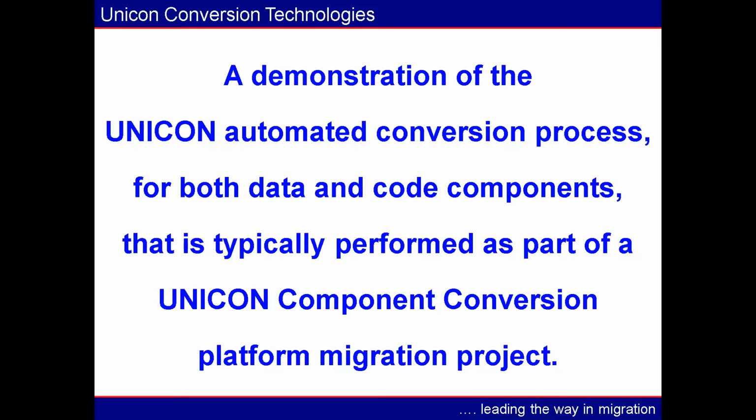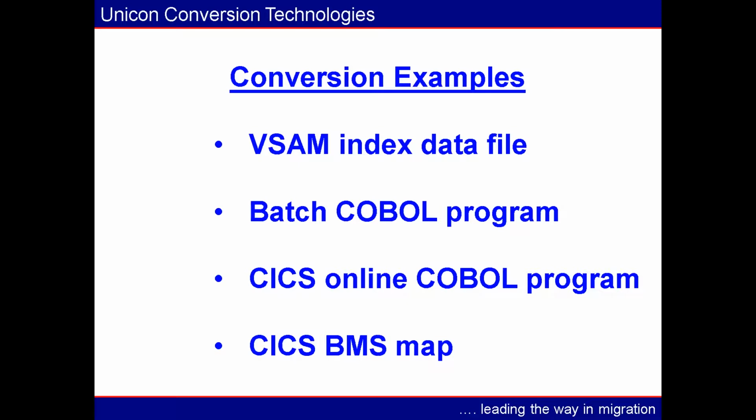This presentation provides a demonstration of the Unicon automated conversion process for both data and code components that is typically performed as part of a Unicon component conversion platform migration project. The conversion examples are taken from an IBM mainframe and comprise converting a VSAM index data file to a SQL Server table, a batch COBOL program to a Visual COBOL program, a CICS online COBOL program to a Visual COBOL program, and a BMS map to an ASPX web form.